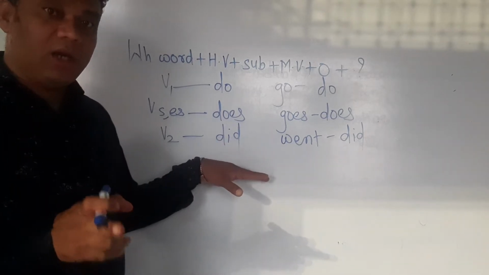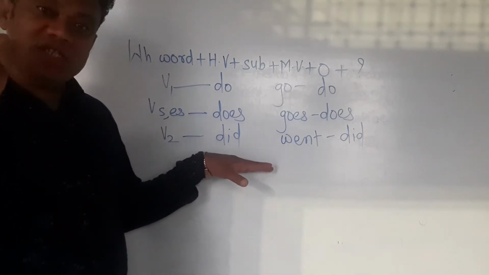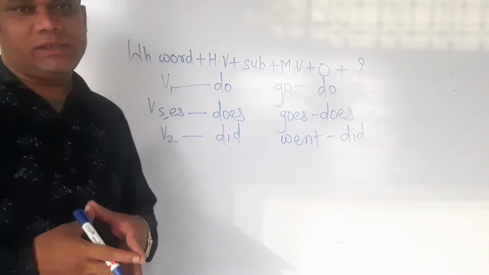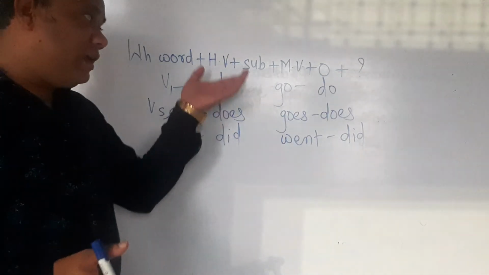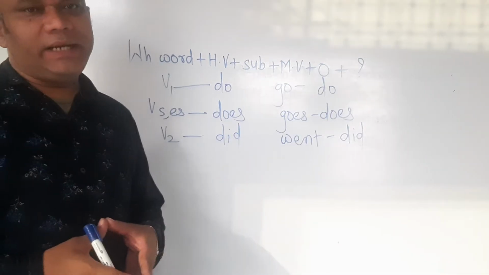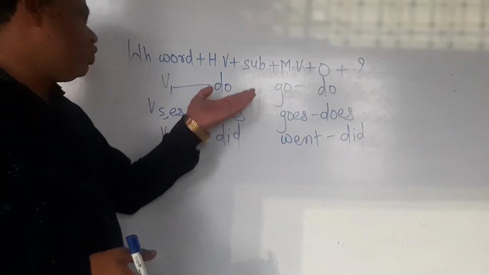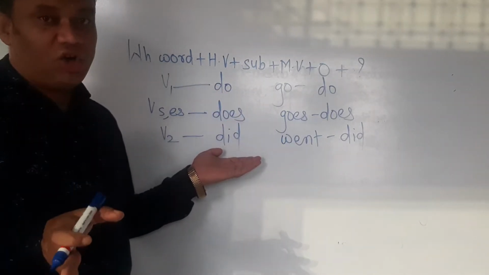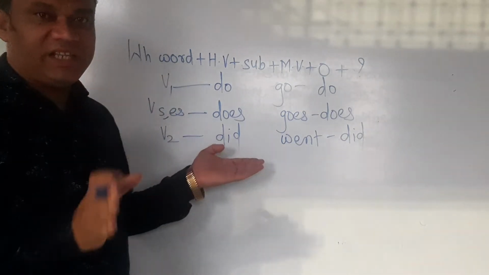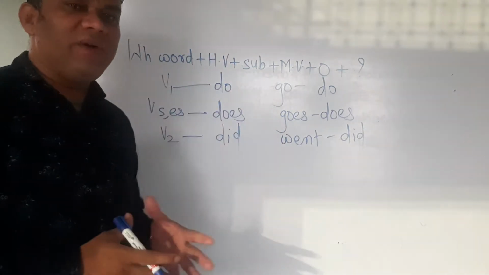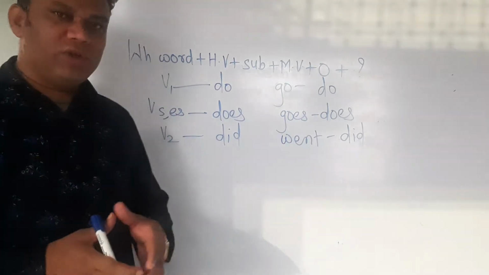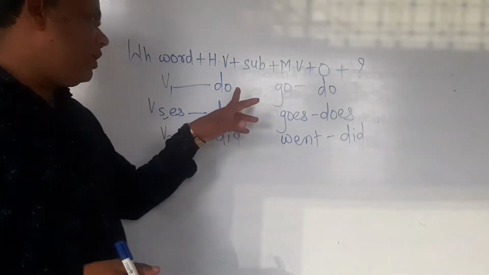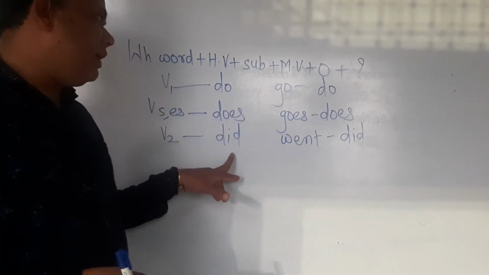But if a helping verb is present in the sentence, most of the students make a mistake. What they do is, even if a helping verb is present in the sentence, they use do, does or did, but that is wrong. If a helping verb is present in the sentence, the same helping verb we have to use. When it is not there, then according to the main verb, we have to decide do, does or did.